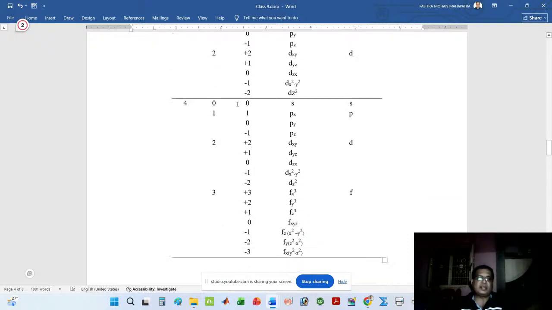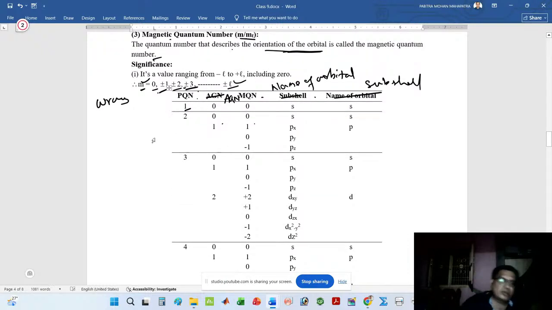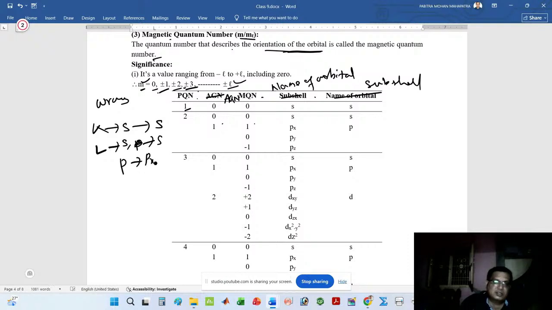Before going to this, again I want to give some important information. Here we know that the K shell is divided into one subshell, that is your S, again divided into one orbital that is called S. Similarly, the L shell has two subshells, one is your S, another is your P. S represents one S orbital. The number of S orbitals is one. P has three orbitals, that is your Px, Py, Pz.